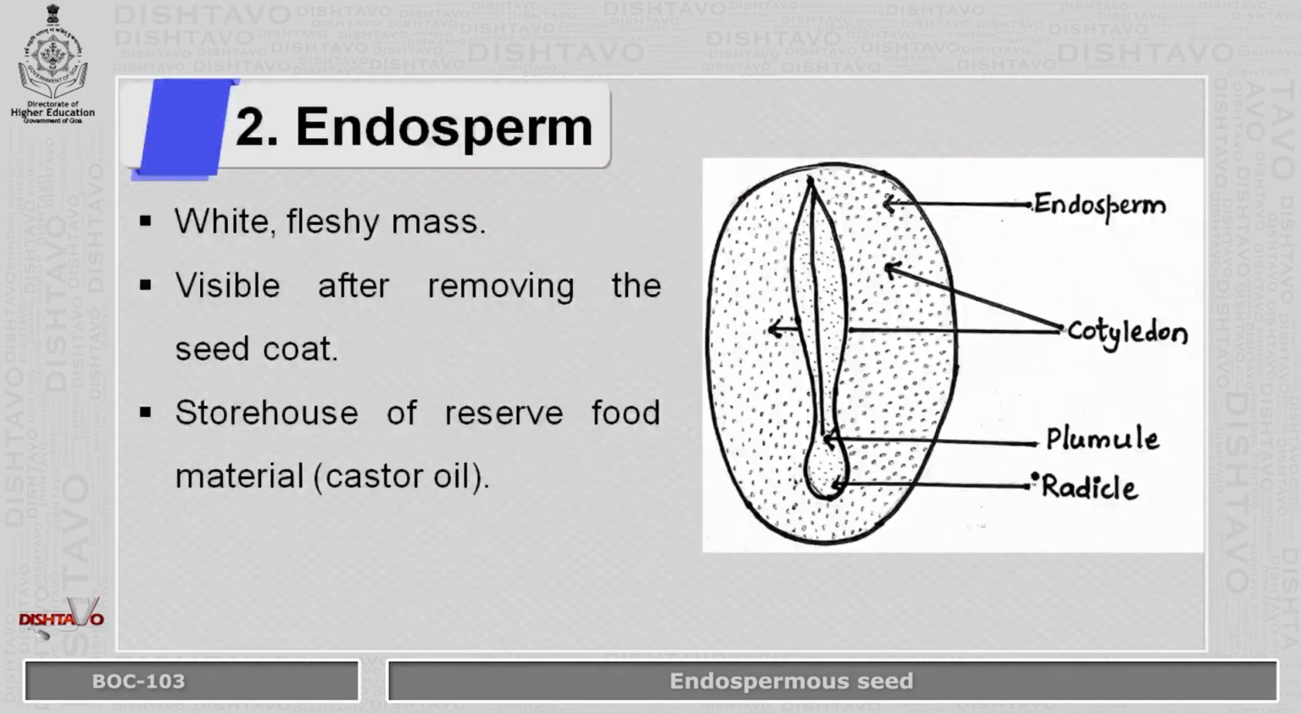The next region is the endosperm. It is a white fleshy mass. Once you remove the seed coat or the outer covering, you will get this region, that is the endosperm. Endosperms are nothing but the storehouse of cells. They reserve the food material over here. In this case, we are taking the example of castor, so the reserved food material is castor oil.